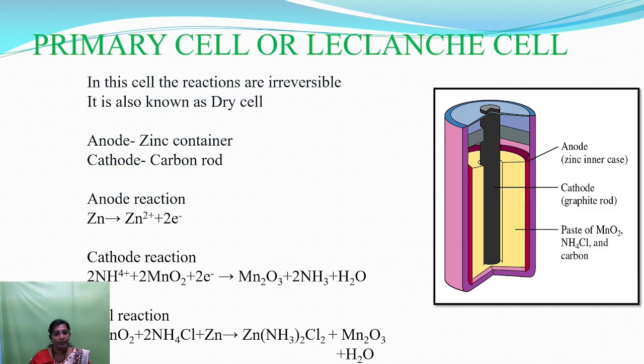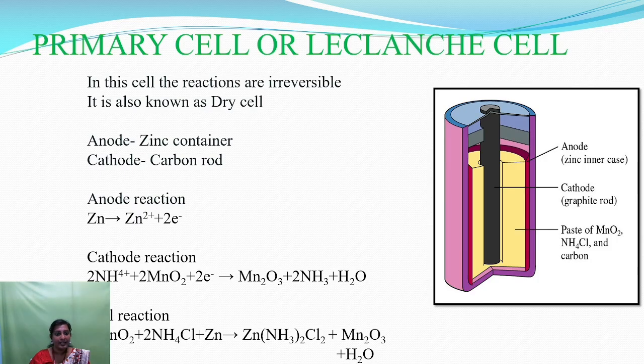This is an example of a primary cell, that is the Leclanché cell. In this cell the reactions are irreversible. It is also known as dry cell. It is a once-used battery, so we call it a non-rechargeable battery. The anode is the zinc inner case, the cathode is a graphite rod. Then the paste electrolyte is manganese oxide and ammonium chloride and carbon.